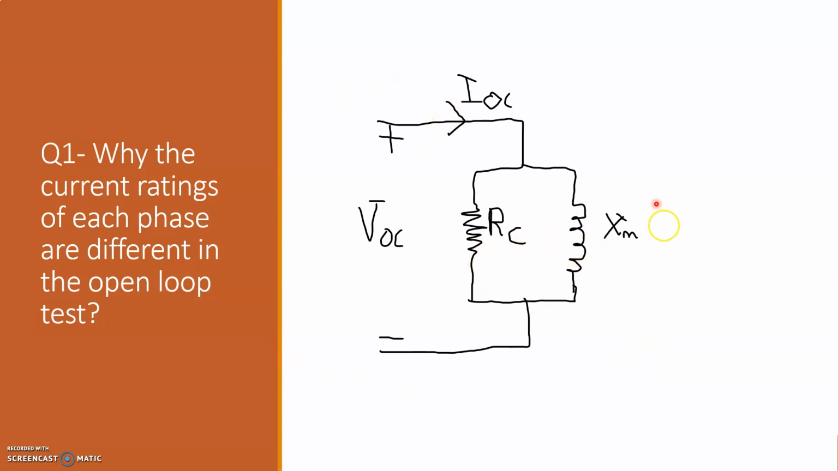This is the circuit representation for the open loop test on a single phase. And since our RC and XM values are different for each phase, this makes our system unbalanced while we are performing our open loop test. And because of this, we observe slightly different current rating values at each of the phases.